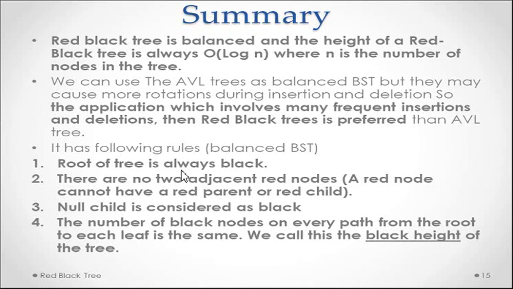The root of a tree is always black. There are no adjacent red nodes, that is, a red node cannot have a red parent or red child. A null child is already considered black. Then the number of black nodes on every path from the root to each leaf is the same, which is called the black height. Thank you.